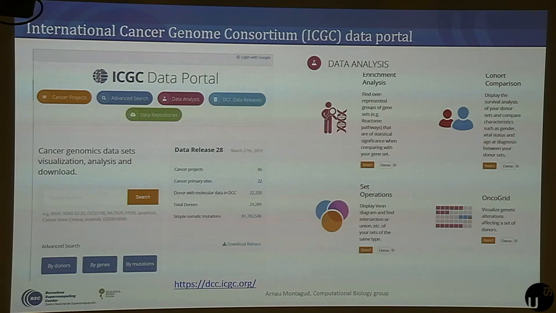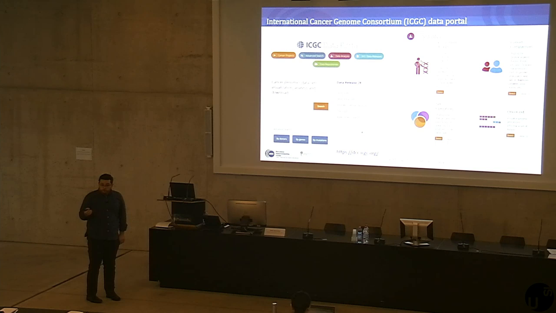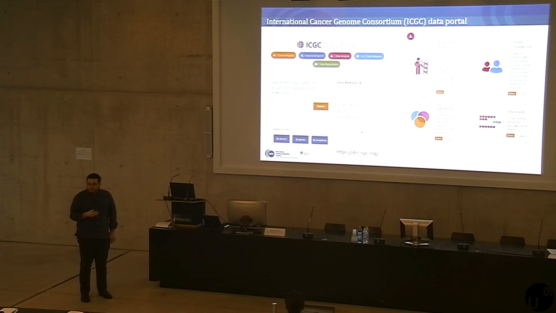So you have different cancer projects. You can search by keyword. You can also analyze the data in this portal. And you can also access the data releases. So they do regular data releases that you can get. And there is also the data repository, meaning the raw data. And these you can address by gene name, by mutation, by type of cancer. I mean, you can access the database in many, many ways. And it gives you all the information that is publicly available.